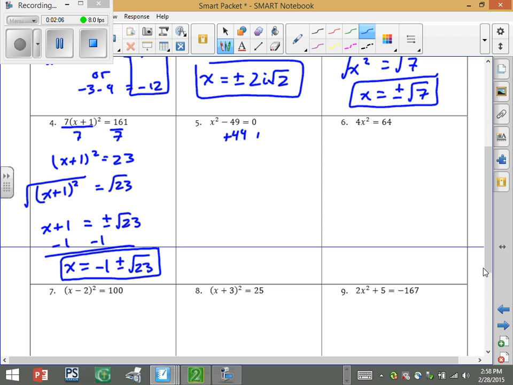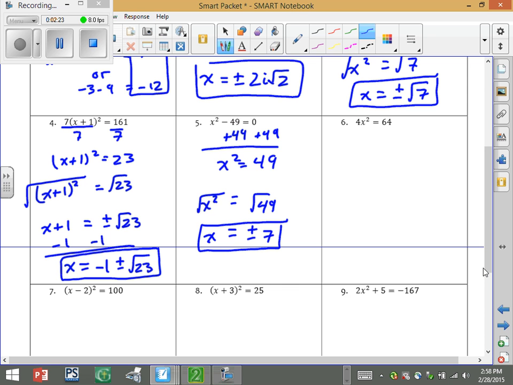Here, add 49 to both sides, and we're left with x squared equals 49. So at this point, we can take a square root. That should be one that's very, very familiar to us. Just don't forget the one simple step that when you take the square root of x squared is x, that when you do the square root of 49, you have to do plus or minus 7. Don't just do the 7.